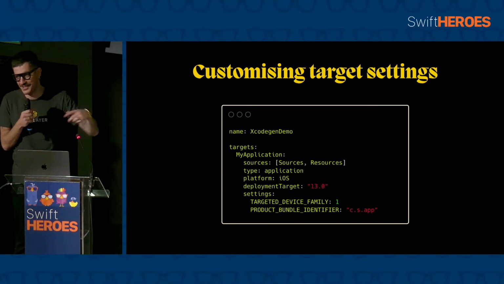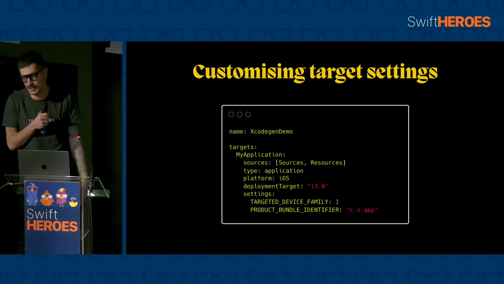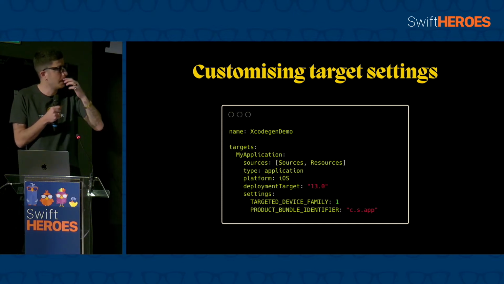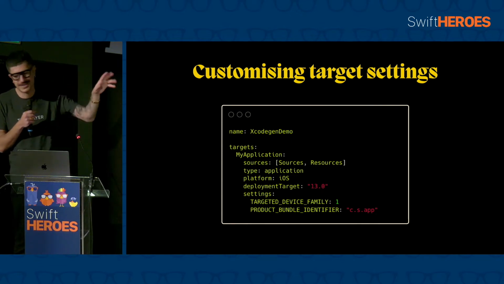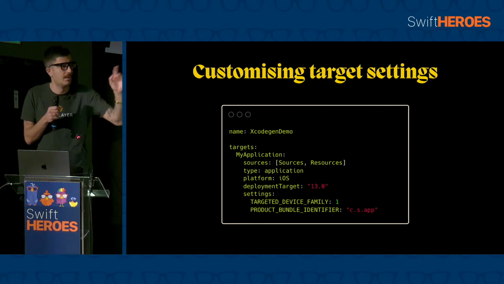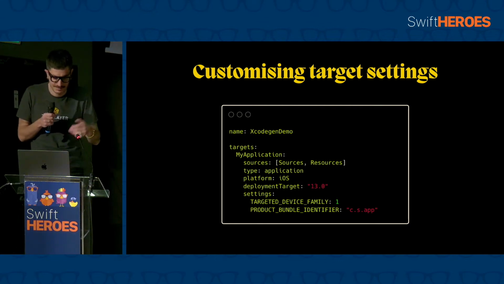So what we can do basically is just jump back into our editor. We can add a deployment target. So we set it to 13.0. And we add some settings. So we set our targeted device family to 1, which again, it's not ideal because from the value you don't understand much, but 1 would be iPhone, 2 would be iPad, and 3 Mac.